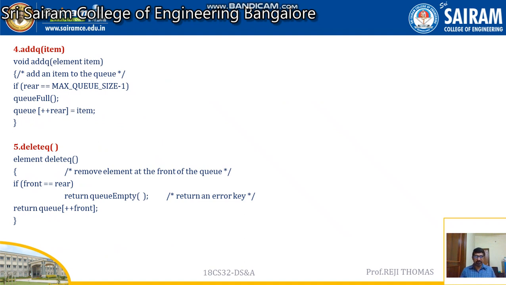Next is add item. Insertion and deletion are very simple. Before I insert an element, I check whether rear is equal to max queue size -1. If it is true, I call the function queue full. Otherwise, I increment rear and insert the item. We're done with this. For deletion, I have to check whether there is any element left in the queue. If it is empty, I just call queue empty, front is equal to rear. Otherwise, I increment front. In fact, I cannot delete it. I just see that my front will point to the next element, and I return it. So this element will be returned to the calling function.